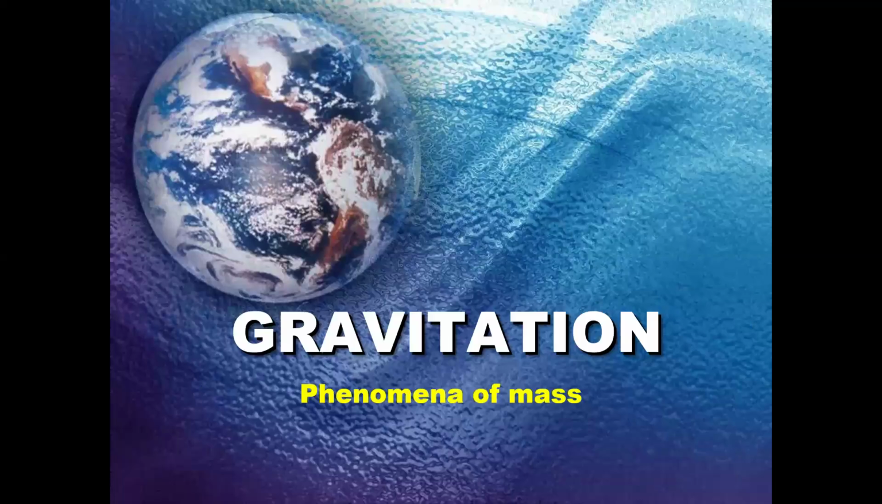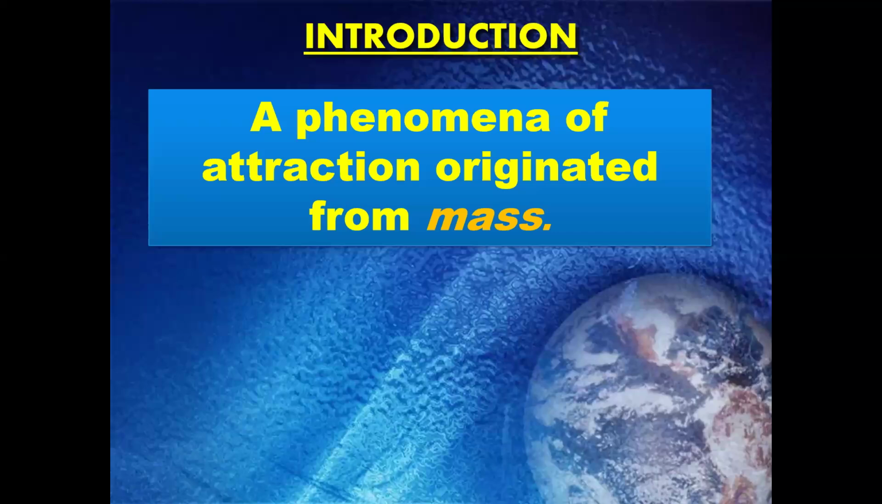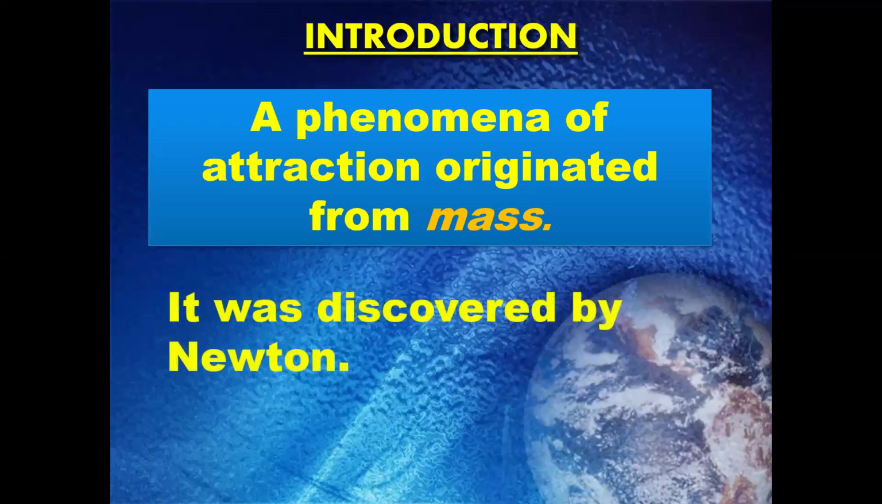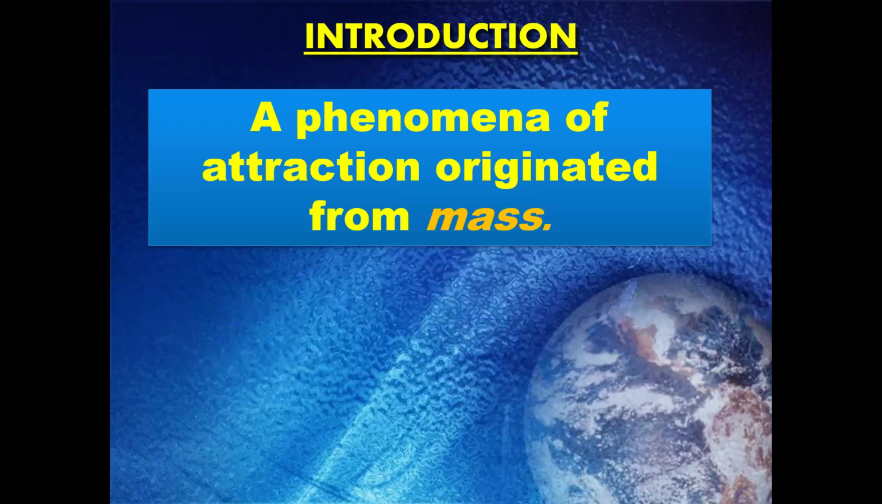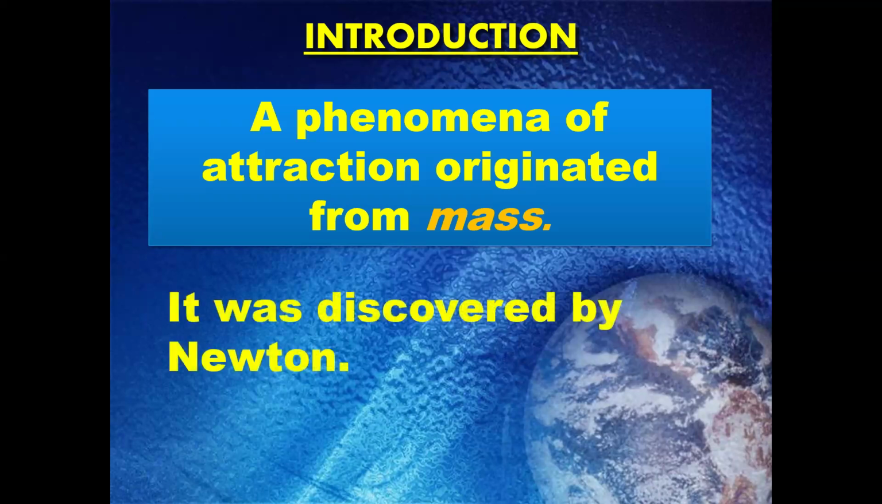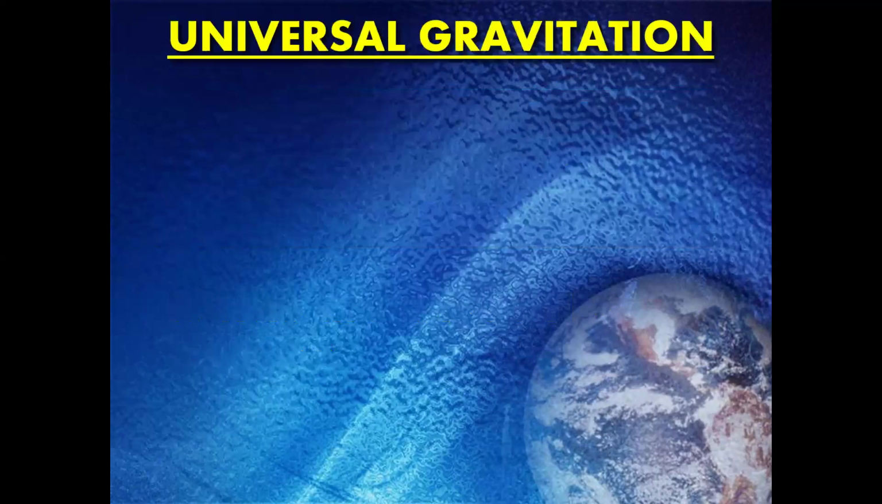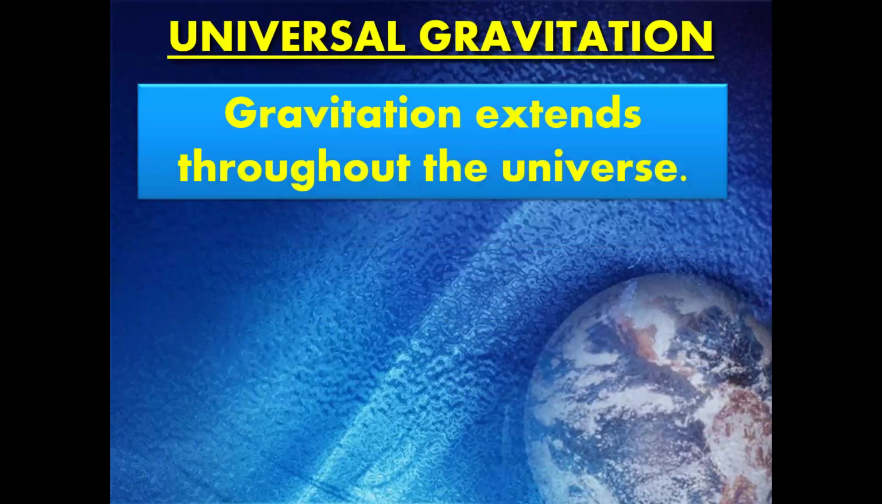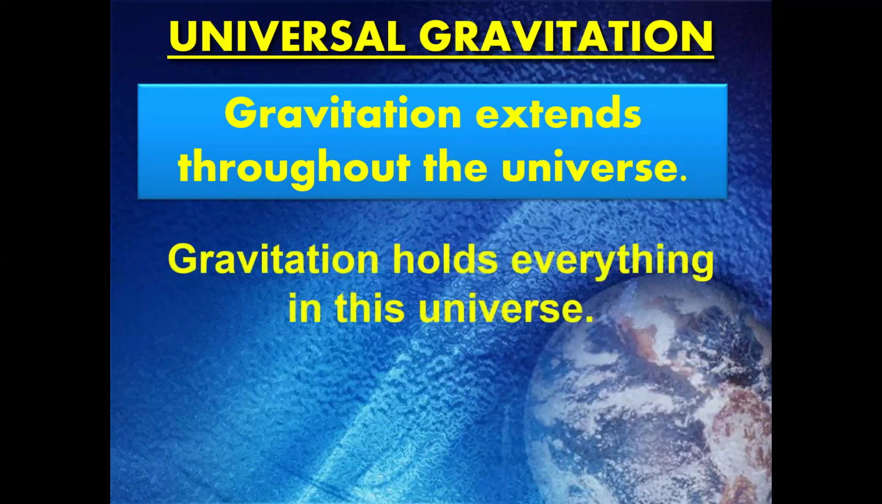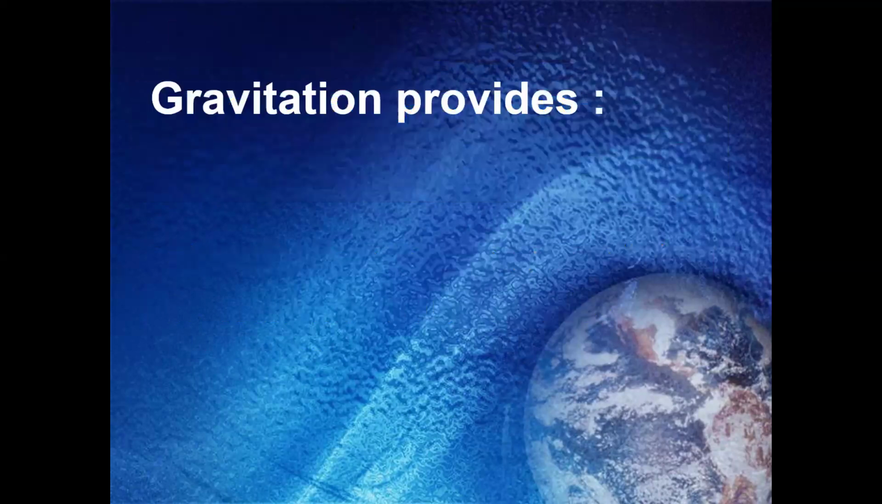This is a proper big chapter. In paper 4, it comes in the first question. The first question of paper 4 is on that. What is the first concept? Gravitation is a phenomenon of attraction. So when you drop a ball, it goes down because of gravity. Gravity was discovered by Newton, and the second concept says that gravitation is a universal phenomenon. It extends throughout the universe. The whole universe is having gravity.